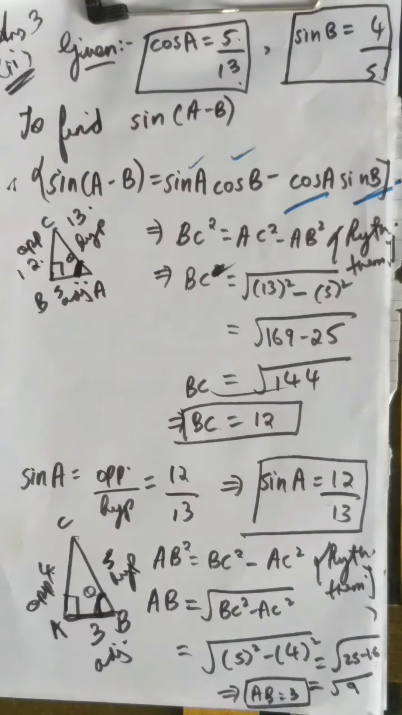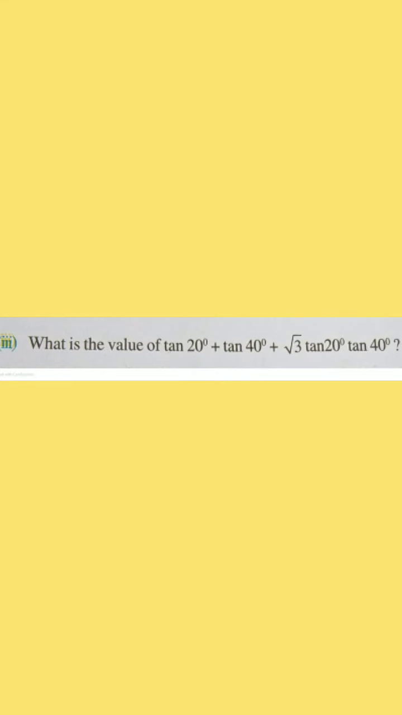Moving on to third question, third bit. The question is, what is the value of tan 20 plus tan 40 plus root 3 tan 20 into tan 40? So in this particular question, we need to find tan 20 plus tan 40 plus root 3 into tan 20 into tan 40. But if you observe here, we don't have any formula like tan A plus tan B plus root 3 into tan A tan B.